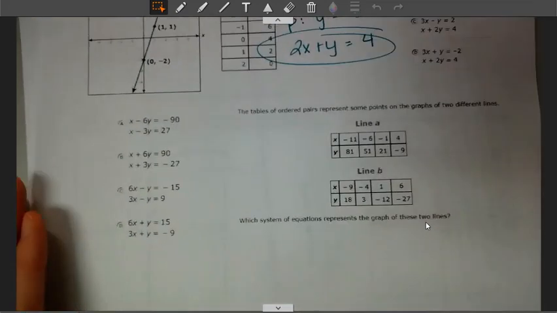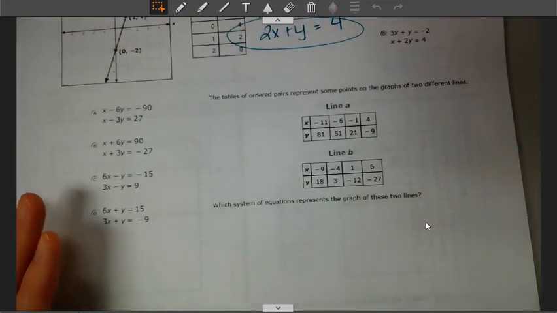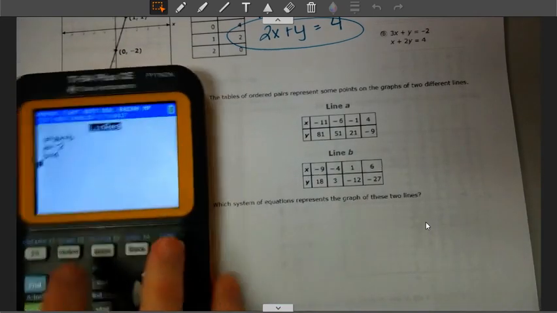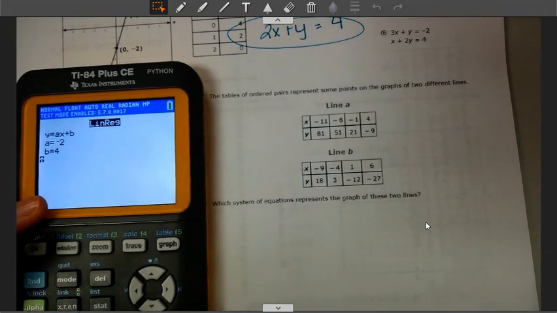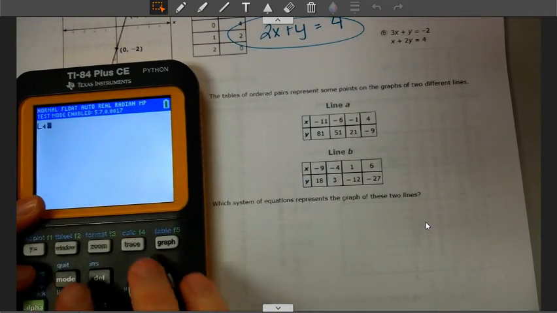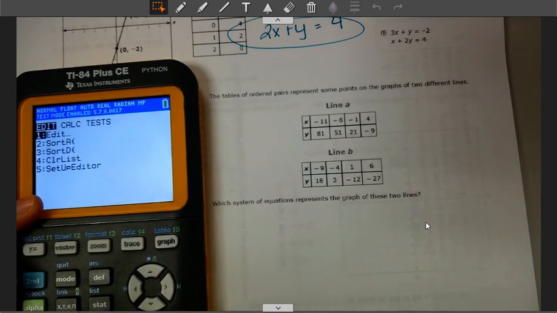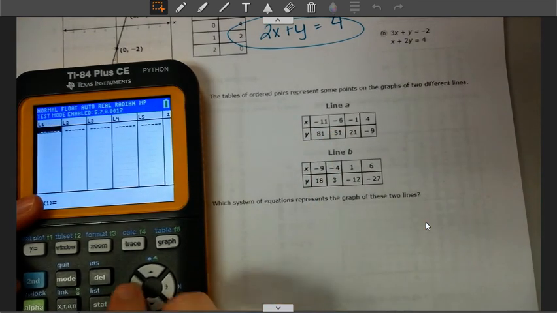Same thing for this bottom one. It says the tables of ordered pairs represent some points on the graphs of 2 different lines. Which system represents these? I'm going to do the exact same thing I just did, but with these tables. So second plus 4, enter. Then we're going to go to stat. I have my x values. I have my y values.